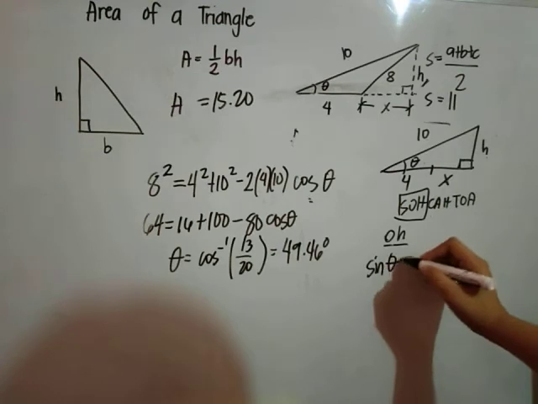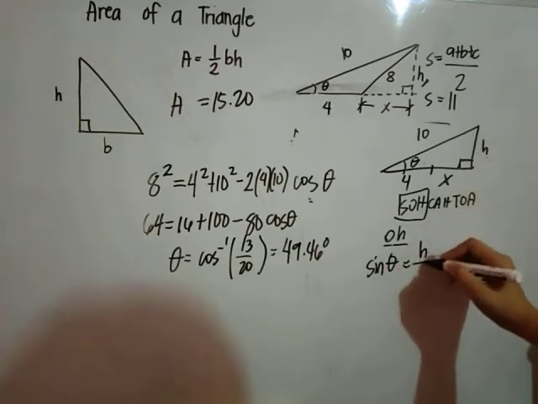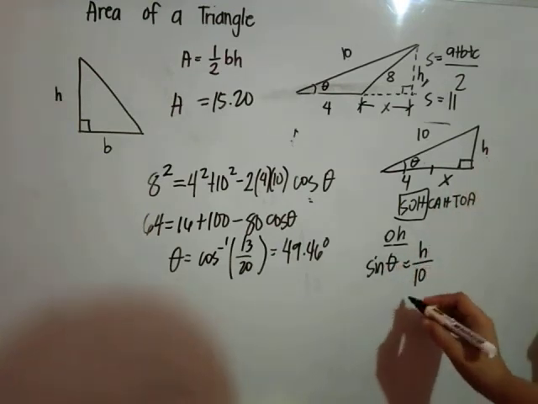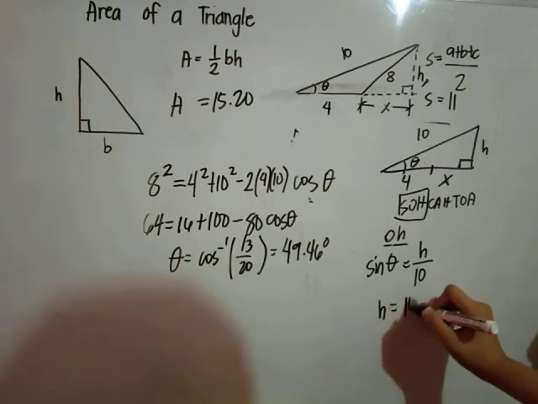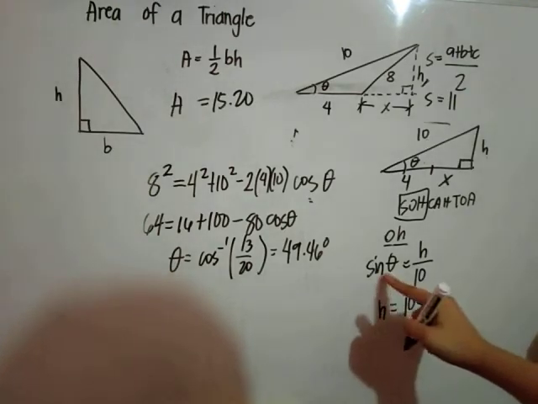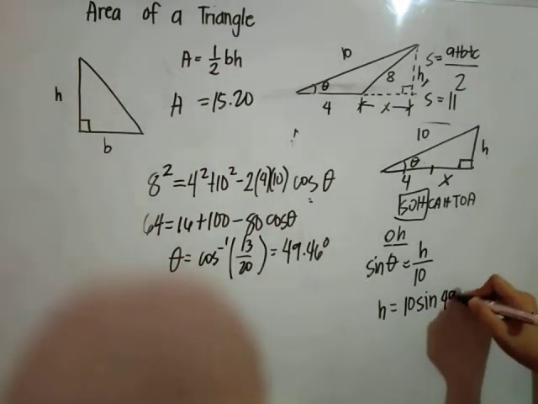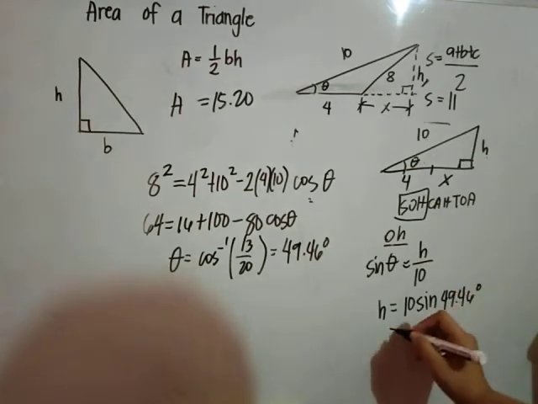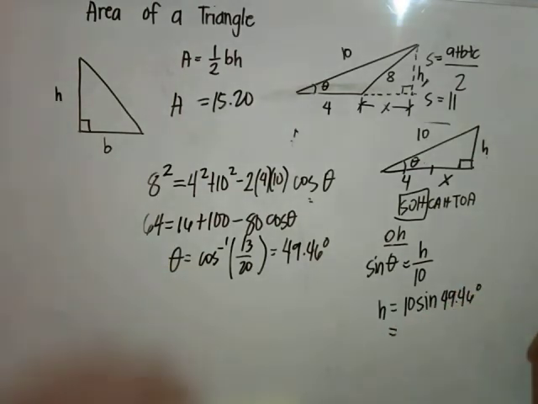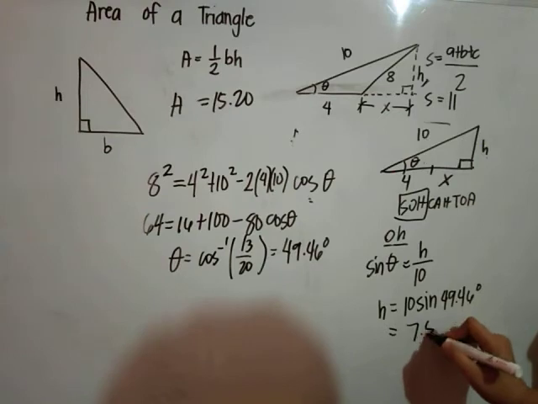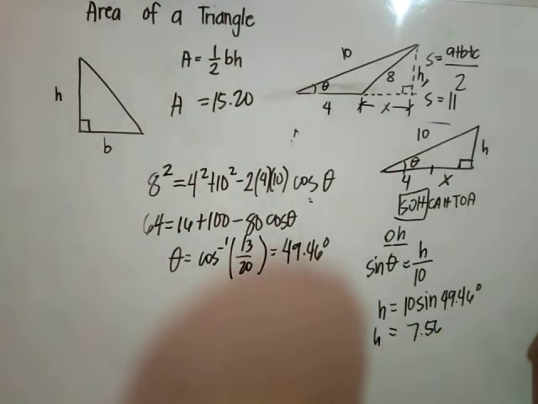So, we have sine theta is equal to h over 10. So, therefore, h is equal to 10 sine, which is yung theta natin na 49.46 degrees. So, kunin ko na yung value, 10 sine 49.46, we have 7.56. Ito na yung magiging height natin.